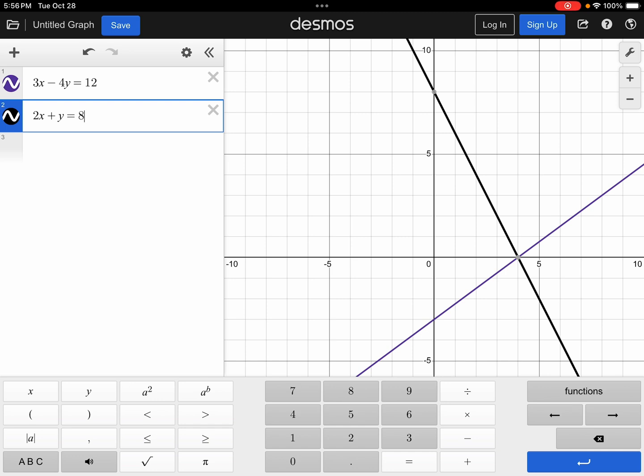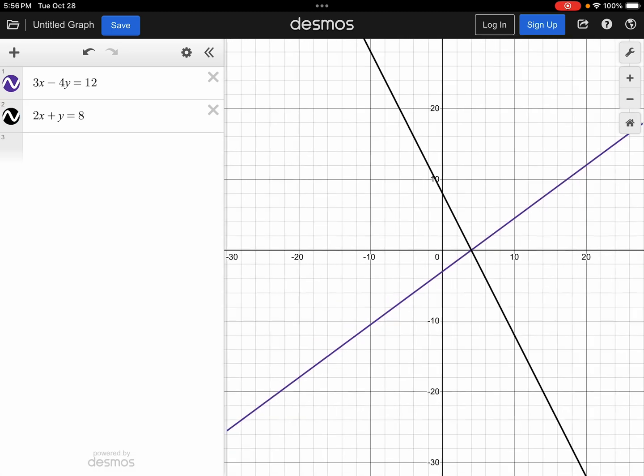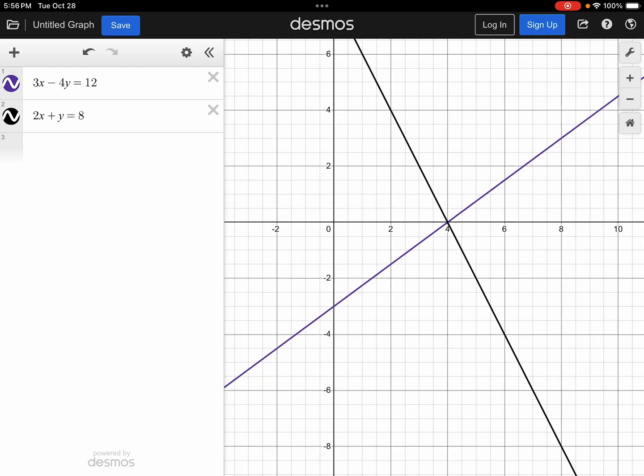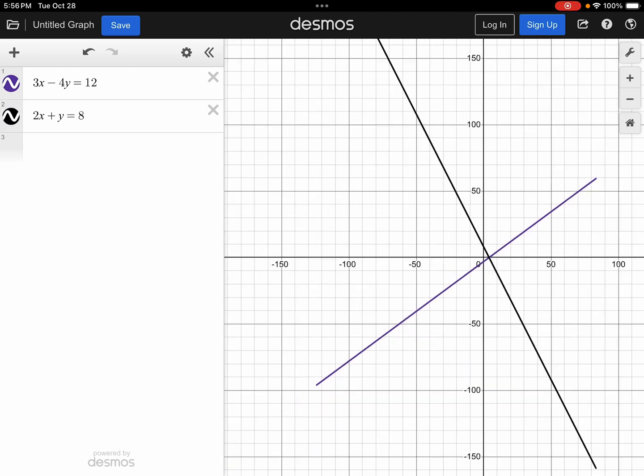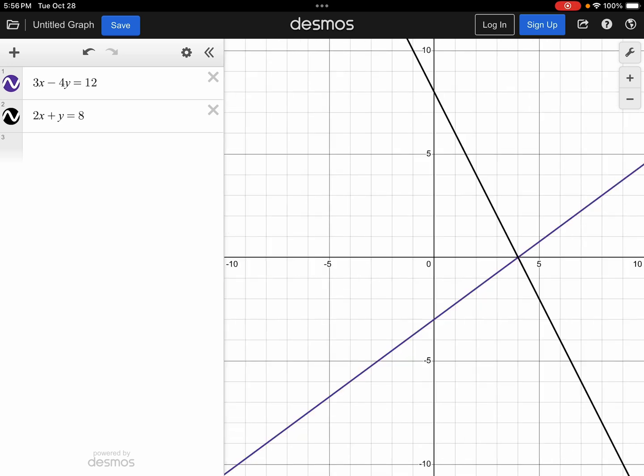If you need to, you can zoom in and zoom out of your graph just using your fingers like you normally would on your iPad. And if you ever get anything like super crazy and you're like, oh my gosh, I went too far, you can just press this home button on the right hand side of your screen to take it back. So here again, we're looking for the point of intersection. We're saying, where do these two lines intersect? And so right here, they intersect at 4, 0. So that is the solution to our system of equations.